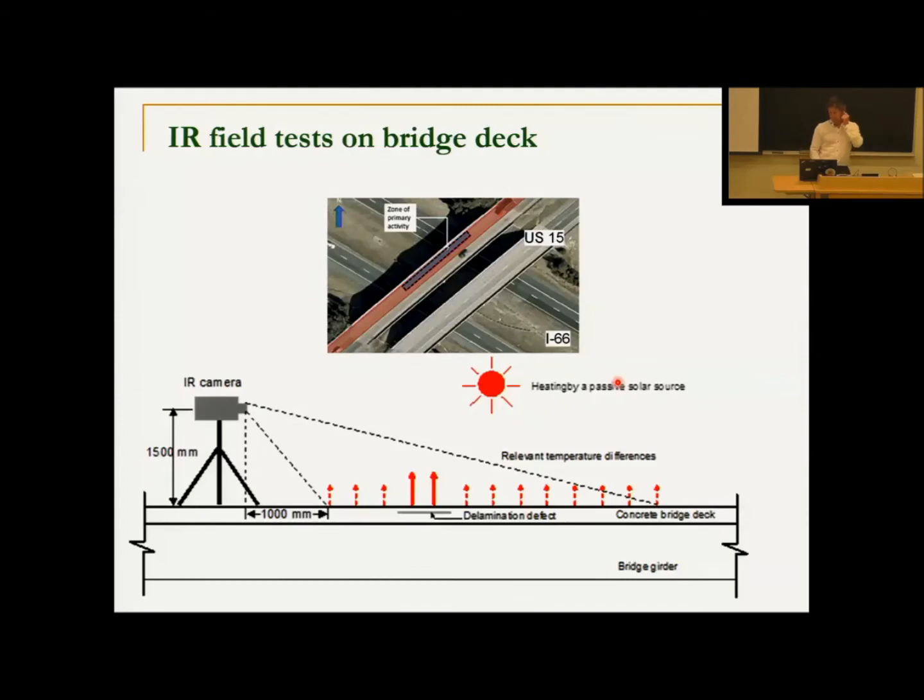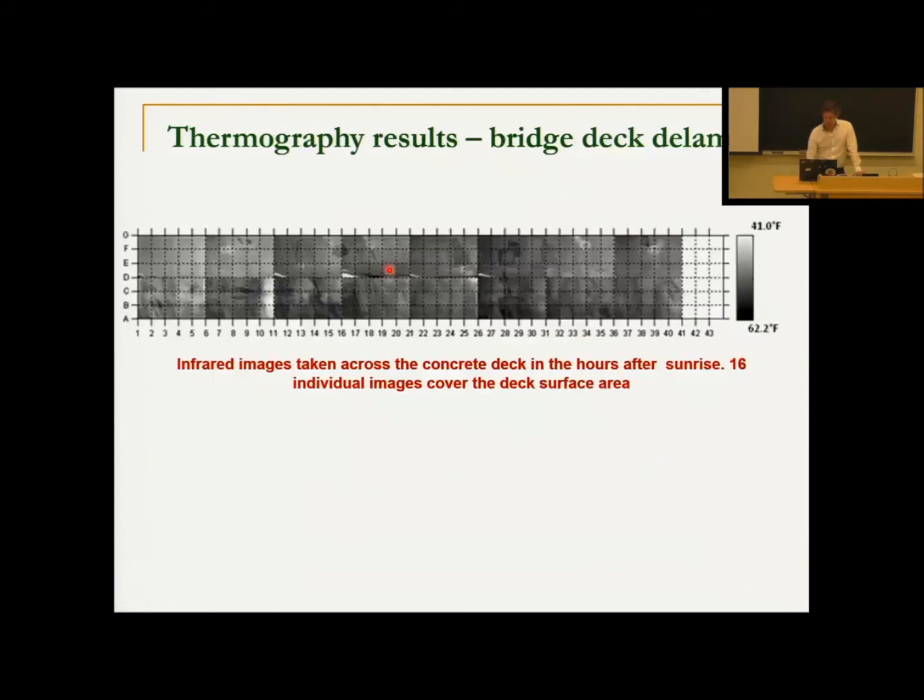This can be applied to infrastructure elements. So basically we let the sun do its job, either setting up a thermal gradient in the morning, or going away in a reverse thermal gradient, and we just take pictures with an IR camera. And here I'll show you an example of a series of photos of a bridge deck delamination in the morning, in the hours after sunrise.